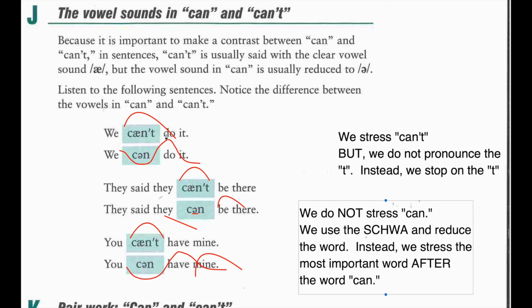Now, in many cases, that would be the next word. But in my last example, you noticed it depends on the sentence I'm trying to say. Am I trying to emphasize that you can have this, or you can have mine, my particular one? But in this case, you would not emphasize the word can.